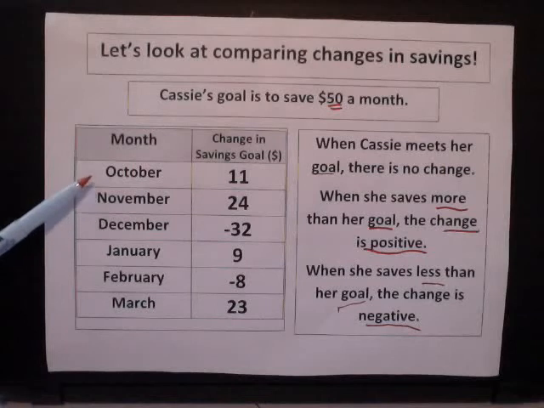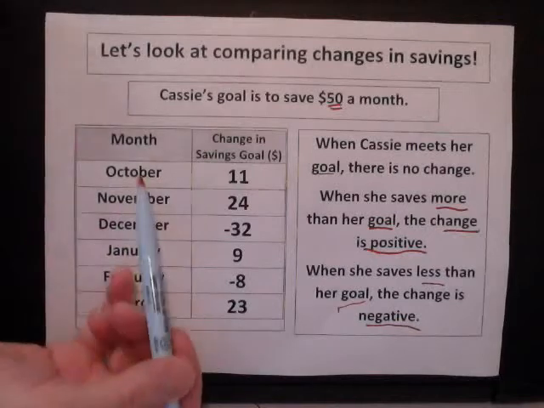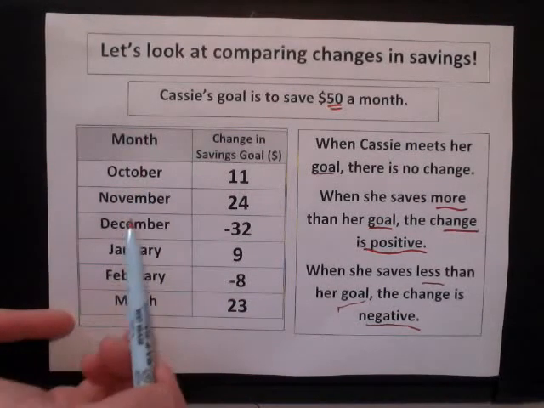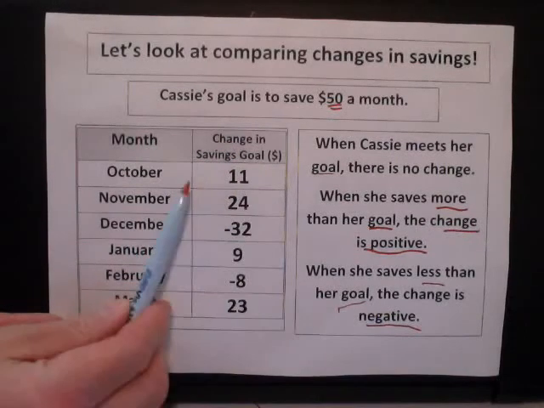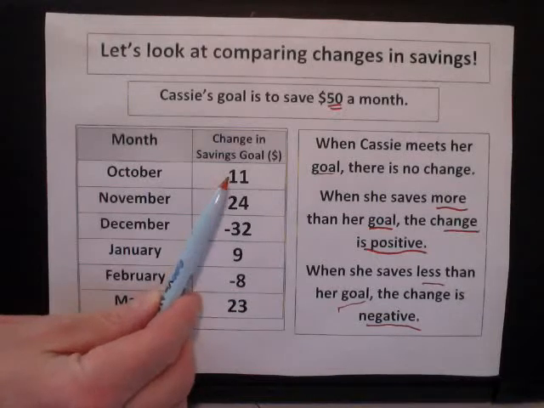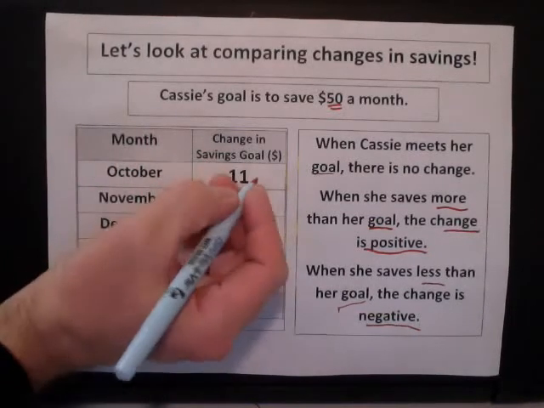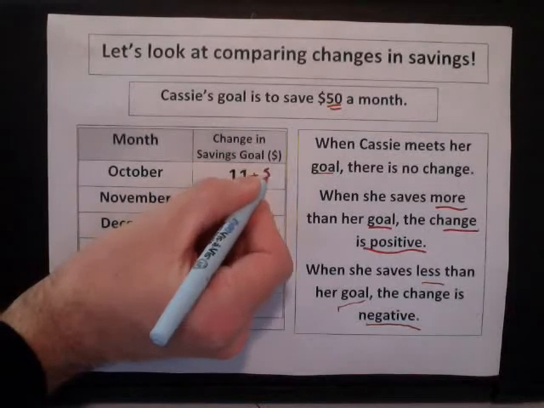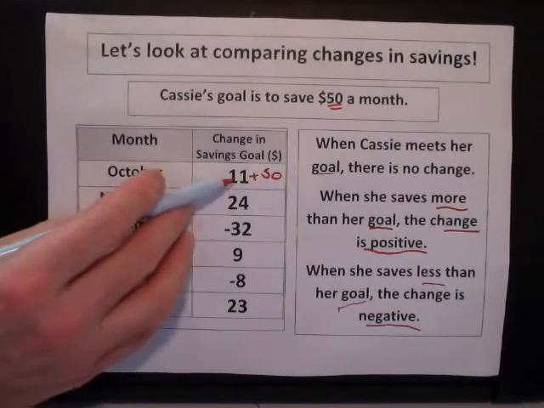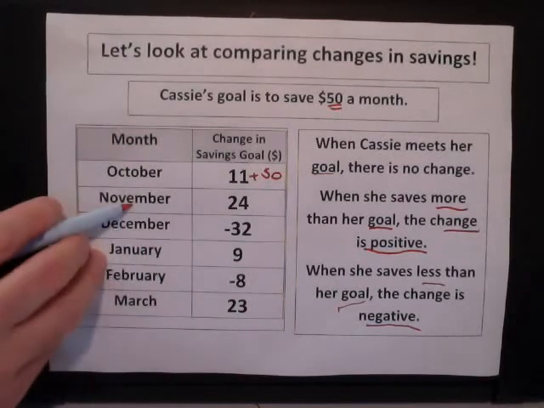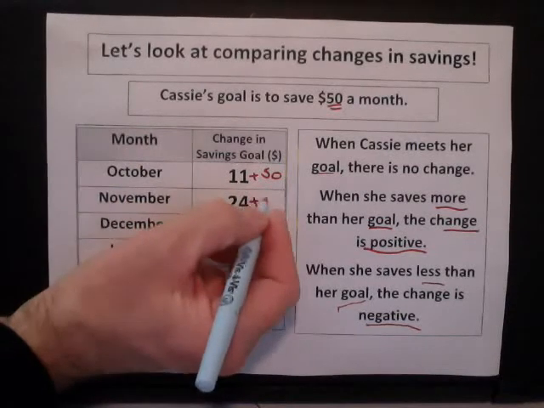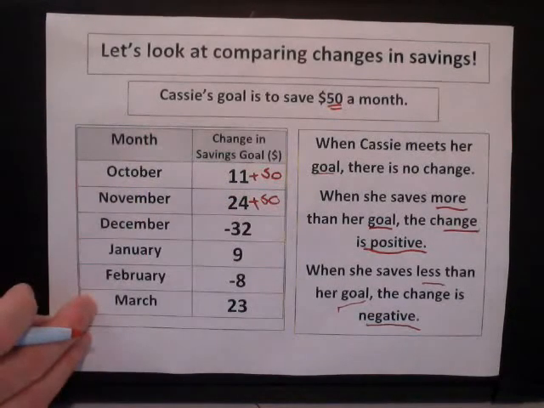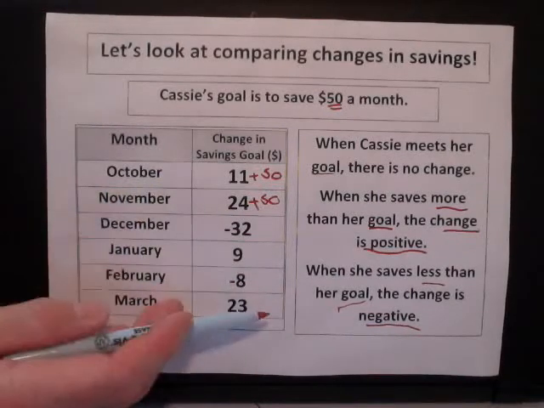Okay, so here's her savings. She started keeping track in October and then kept track as she went. When you look at this, it tells you the month that she saved and how much change there was. And here is the change in savings goal. In October, we know that this is a positive 11. So in October, she actually saved $11 over her $50, so she had a positive change. In November, she saved $24 over what she wanted to save. So she saved the 24 and the 50, which is kind of nice. So that's really good for October and November.